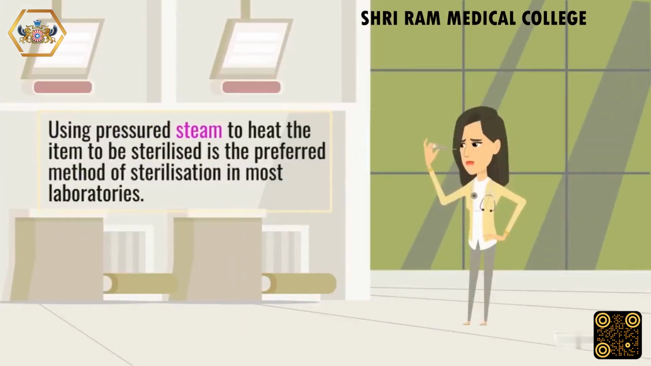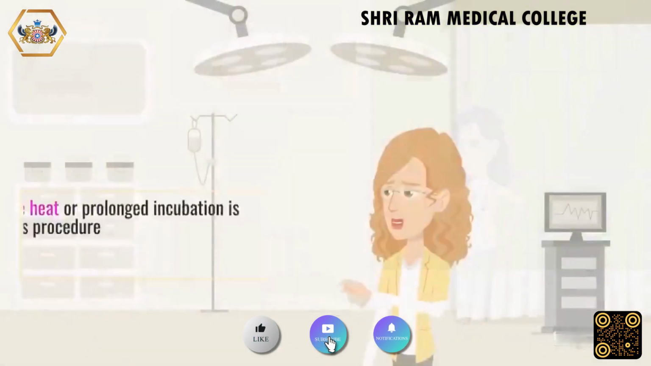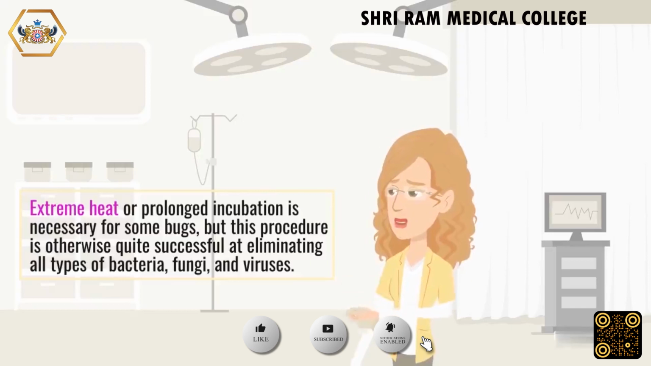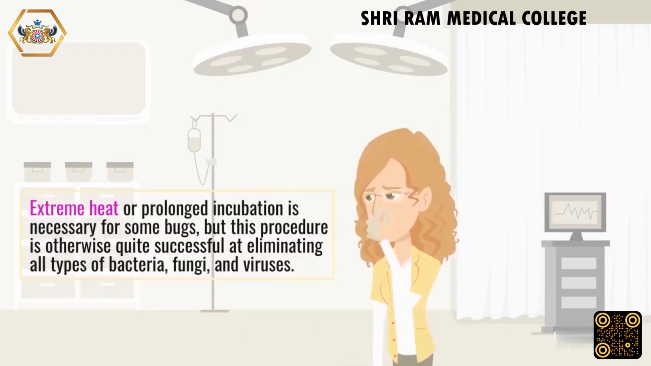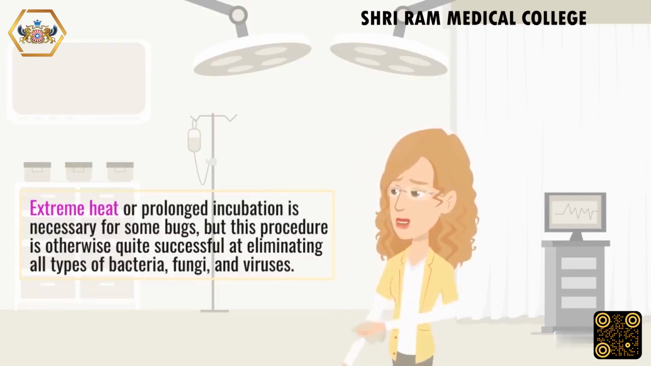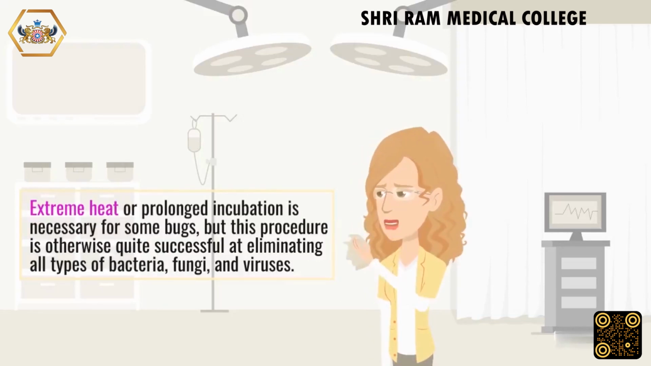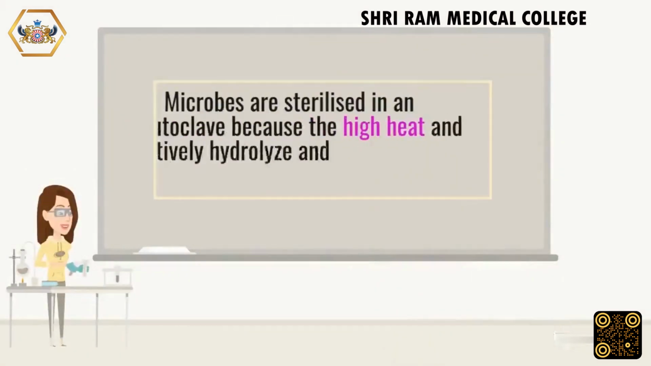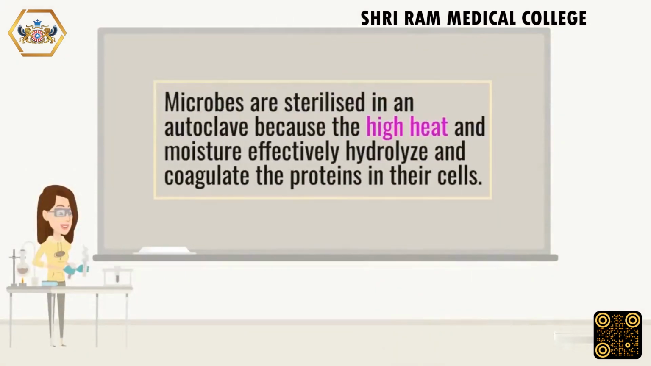Using pressured steam to heat the item to be sterilized is the preferred method of sterilization in most laboratories. Extreme heat or prolonged incubation is necessary for some bugs, but this procedure is otherwise quite successful at eliminating all types of bacteria, fungi, and viruses. Microbes are sterilized in an autoclave because the high heat and moisture effectively hydrolyze and coagulate the proteins in their cells.